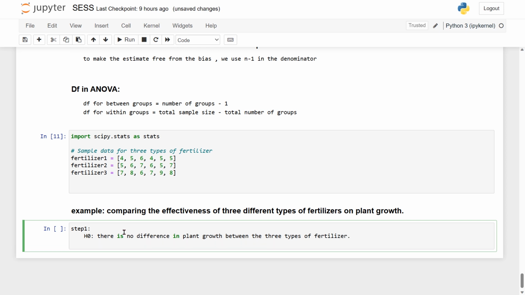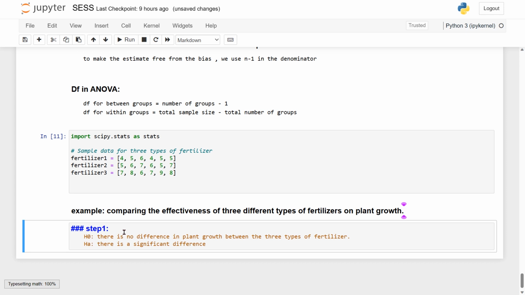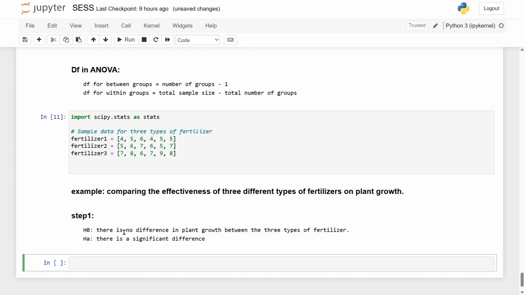So this is our null hypothesis, and the alternative hypothesis would be that there is a significant difference. That's the alternate hypothesis. The first step is done. Let's move ahead. Step 2.